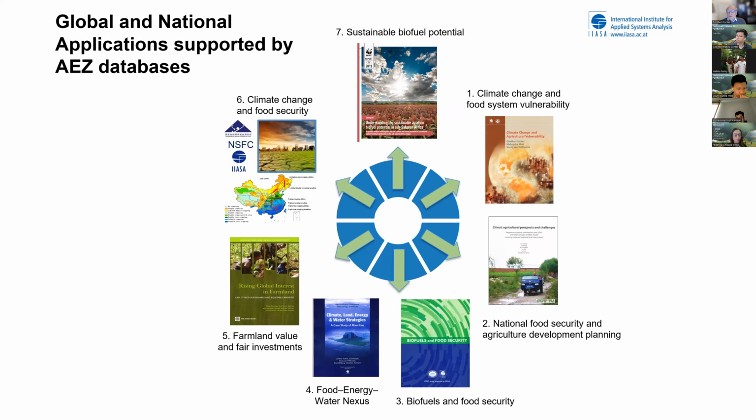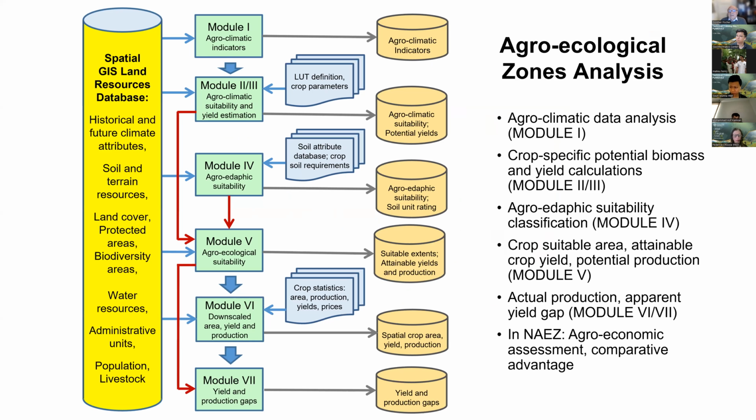And therefore, it's most important that you are able to run the system and to understand the value of the data that it produces. Now, what does the system look like? It has been portrayed in several ways. At IIASA, we do it like this. On the left side, you see a large spatial GIS land resources database.